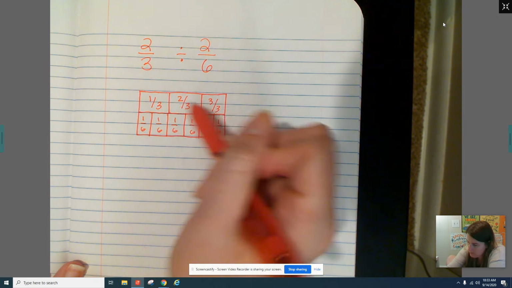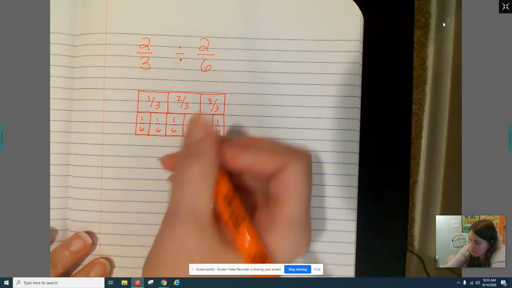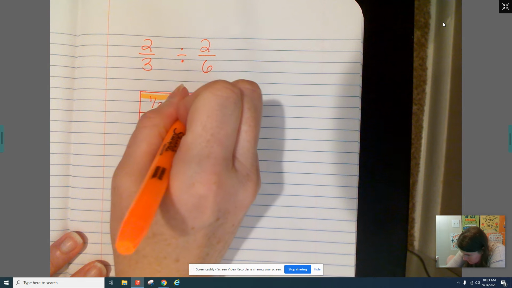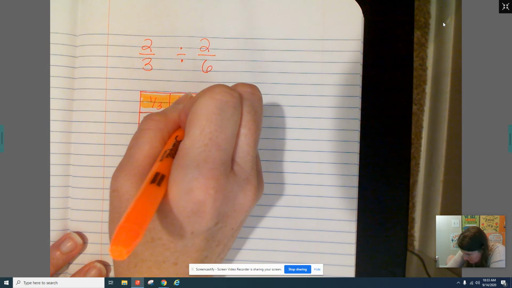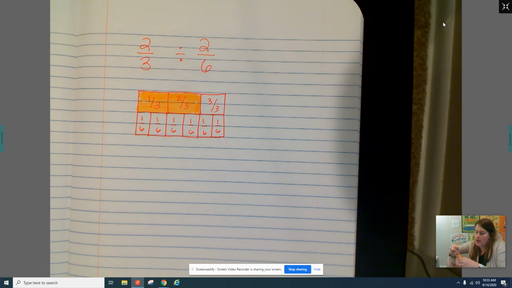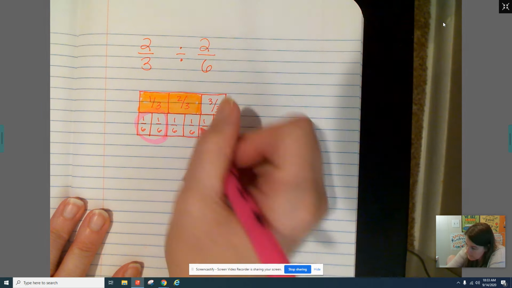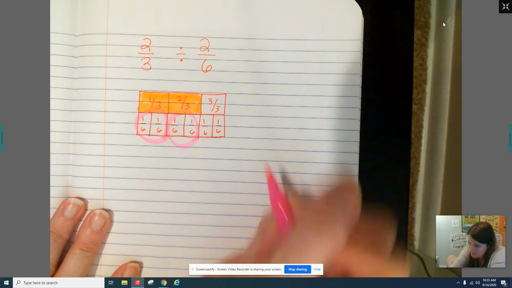So 2/3 will be all the way over here. You can get creative with your highlighting, with your coloring, however you want to illustrate it. So 2/3, I'm going to color over to 2/3. Now, how many groups of 2/6 fit into 2/3? Now, be careful because it doesn't say how many groups of 1/6. It says how many groups of 2/6. So you really got to be careful here. Here's one group of 2/6, and here's another group of 2/6.